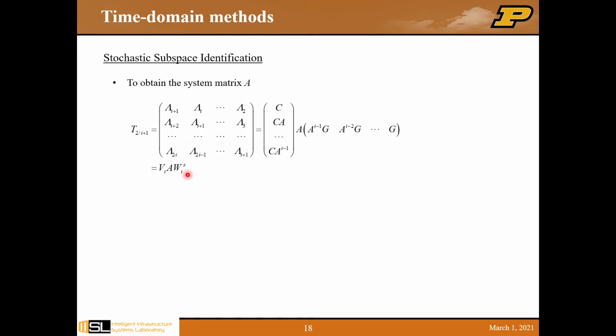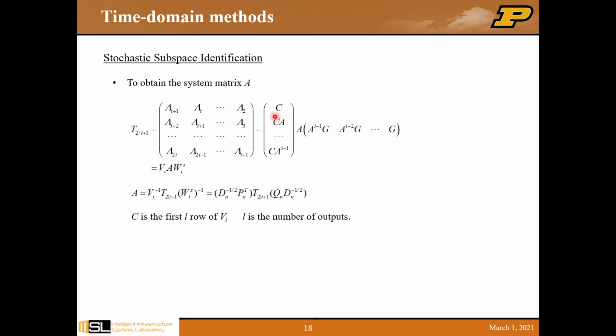and W. Then we can obtain the A matrix by multiplying T2|I+1 by the inverse of V and W. By substituting the observability matrix and controllability matrix into this formula, we can further obtain the detailed expression of the A matrix. And how about the C matrix?